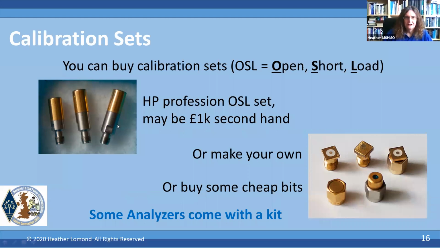Here's our one. We keep them in cotton wool because they're £1,000 second hand for a set of 3. You can make your own. This is a much better form of an open than just not connecting a connector. A bit of solder can make a short, and you can buy cheap kits. And if we look at the NanoVNA, they quite often come with a little set of their own. So these homemade or cheap ones aren't great, but they do make a difference, and I do encourage everybody to go work out how to calibrate their device if they have one.